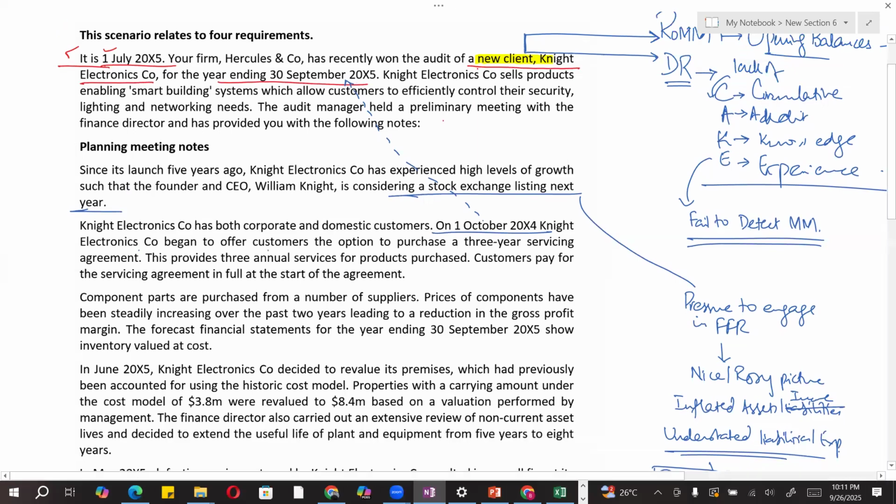Knight Electronics Co. began to offer customers the option to purchase a 3-year servicing agreement. This provides 3 annual services for products purchased. Customers pay for the service agreement in full at the start of the agreement.